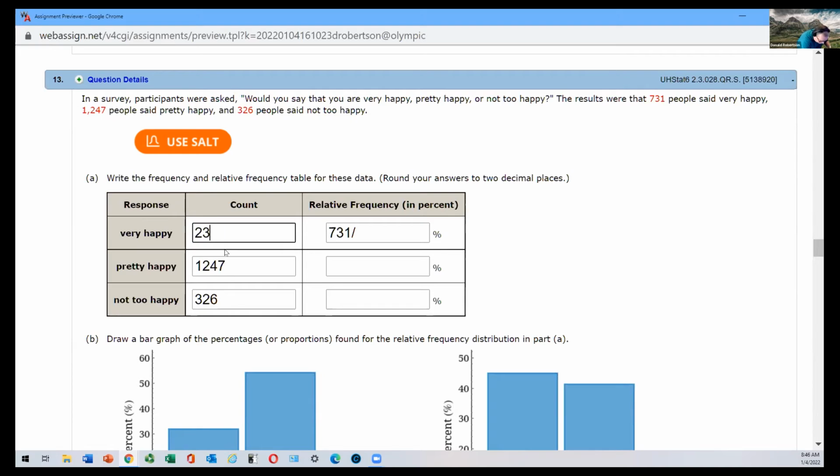So 2304. You wouldn't be doing this like that, wouldn't you be doing that on paper? And then you multiply the whole thing by 100, right? So 731 divided by 2,304, and the answer I get is 31.7.